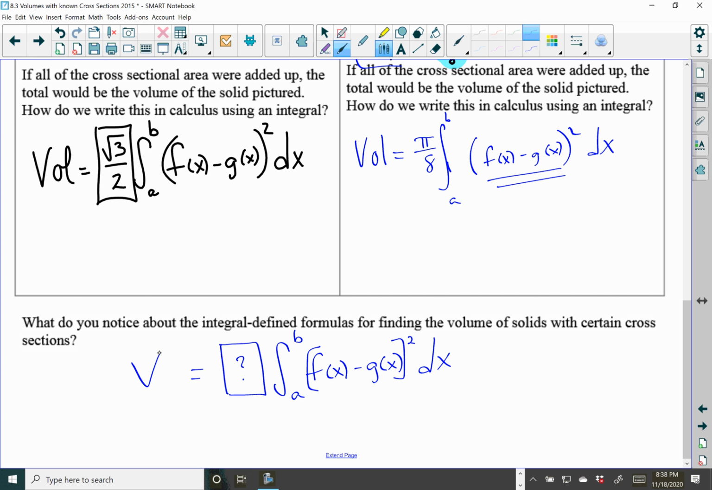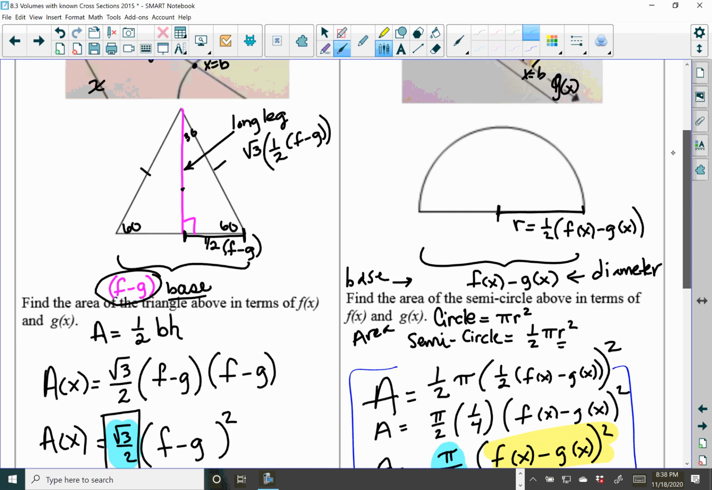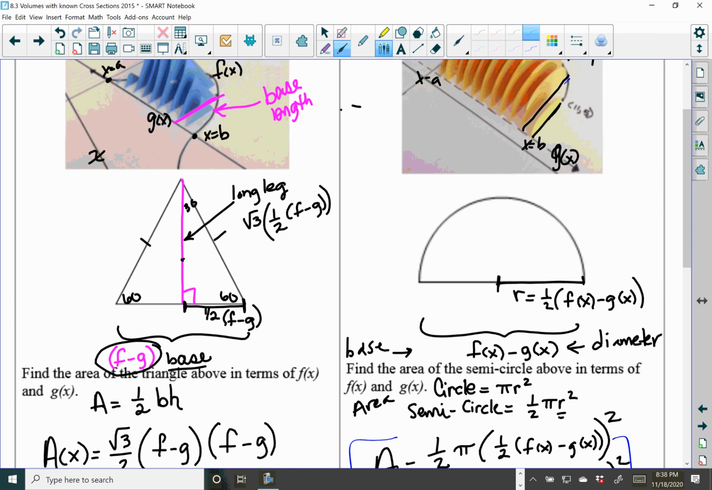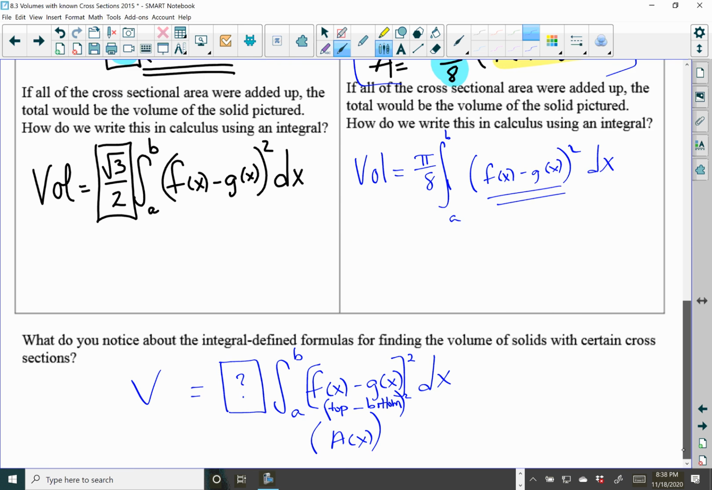And that is our volume. We recall that this was really the area of the square. Also kind of remember that this is top function minus bottom function to get that difference between the two functions that span across the base, this distance here, top minus bottom. So I hope this is making sense.